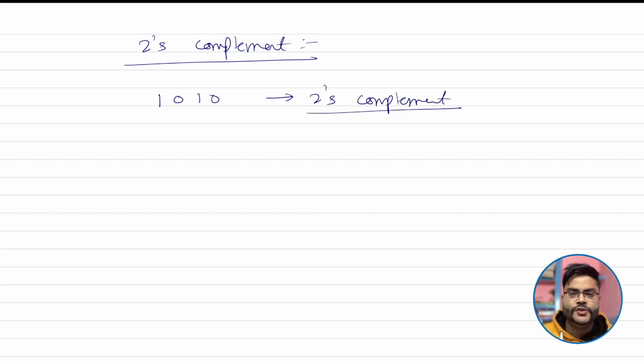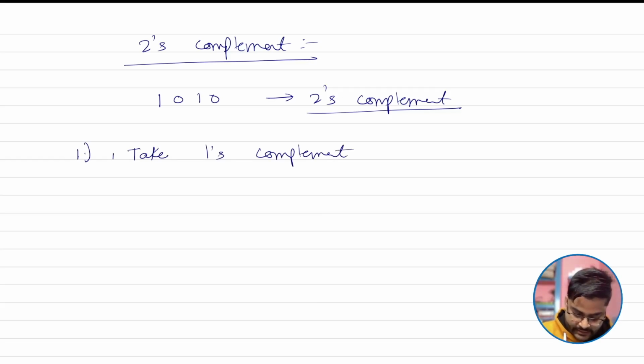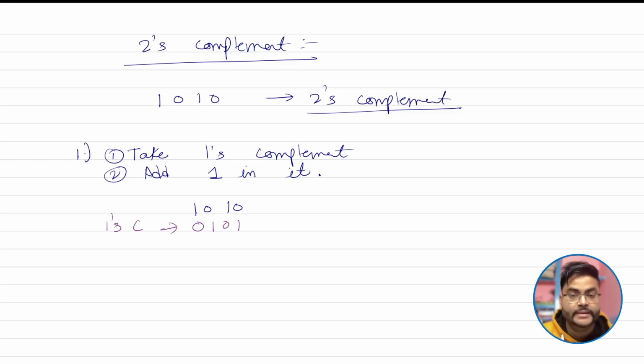So there are multiple ways to take 2's complement of it. Let me tell you the first way. The first way is take 1's complement and add 1 in it. We know how to take 1's complement. So let's take 1's complement. 1's complement of 1010 will be 0101. This is nothing but 1's complement, right? Now add 1 in it.